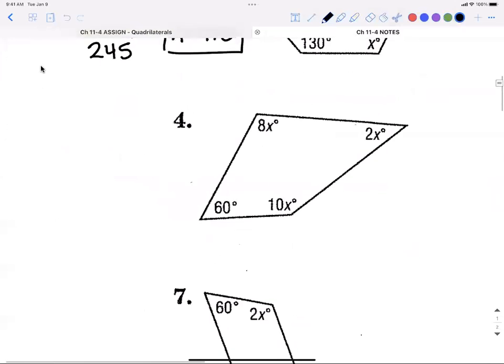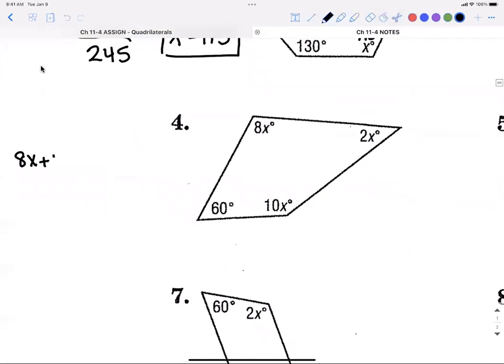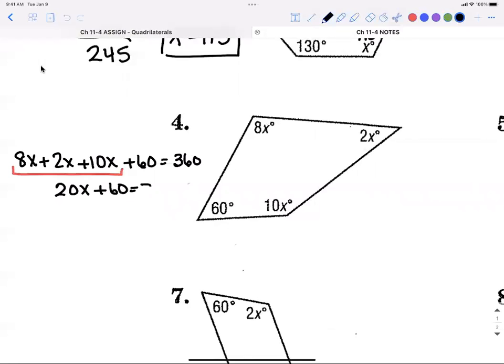So we know that angle 1 plus angle 2 plus angle 3 plus angle 4, those are the 4 angle values, 8x plus 2x plus 10x plus 60, all equal 360. Some basic equation-solving steps here: first we combine like terms. We're not subtracting anything to the other side. We're simply writing 8x plus 2x plus 10x in a simpler way, and that equals 20x. Then just write the rest of the equation.